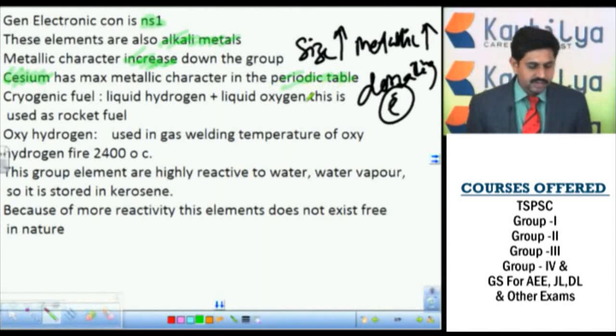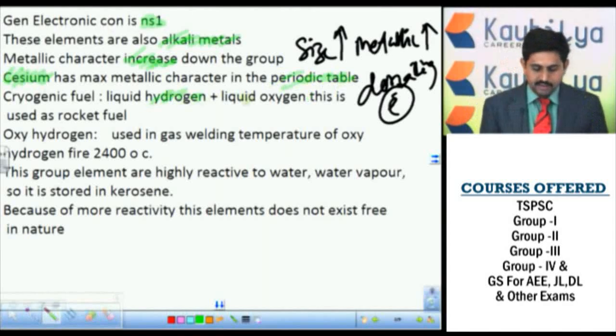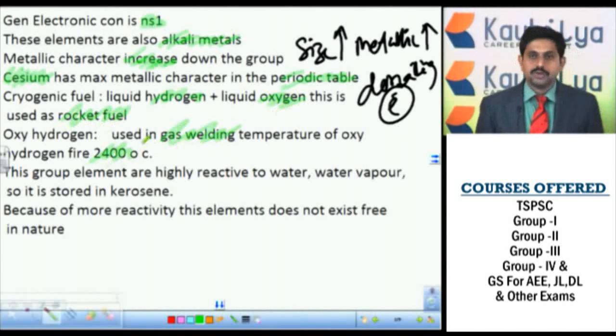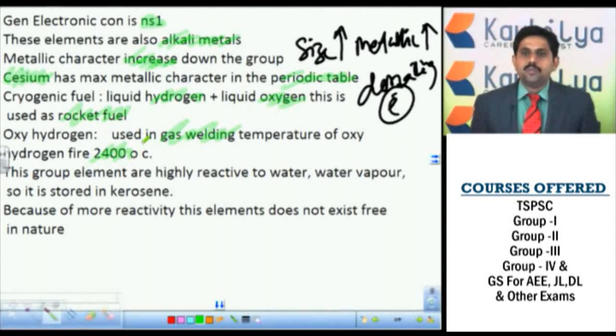Now some of the constituents, like cryogenic fuel, consisting of liquid hydrogen and liquid oxygen, which is used in rocket fuel. Oxyhydrogen or oxyacetylene is useful for gas welding at a high temperature, that is 2400 degrees centigrade. So generally these alkali metals are more reactive.